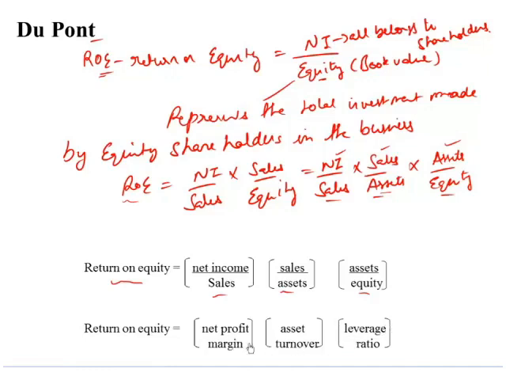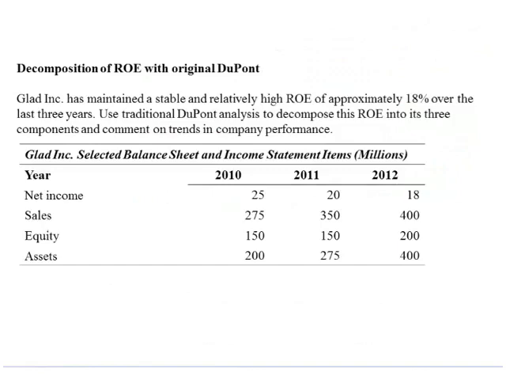Similarly, any one of these aspects becoming too extreme or going up or down by a very high number would normally not be sustainable. So there will be a limit beyond which you cannot increase your margins or your asset turnover. So analyzing the breakup helps us understand the ROE better and also helps us predict the future ROE better. So let's understand the DuPont model with an example.